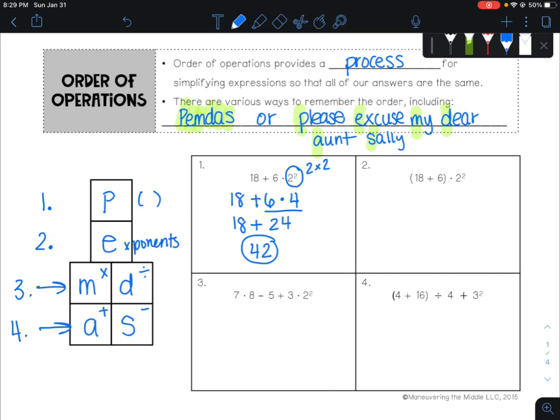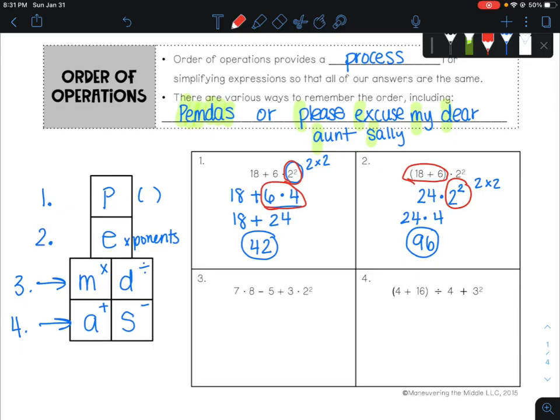Okay? So for number 2, same process. Start with step 1, look for parentheses. I see them. So I'm going to add that 18 and that 6. That's going to give me 24. Copy everything else the same. Step 2 says exponents. We do have that right here. So what we're going to want to do next is evaluate that exponent. So 24 times, and the only thing that changed is 2 squared means 2 times 2, which is 4. And now finally, we just have multiplication. 24 times 4 is 96. So we're just making sure that we go in the order of operations, step by step.